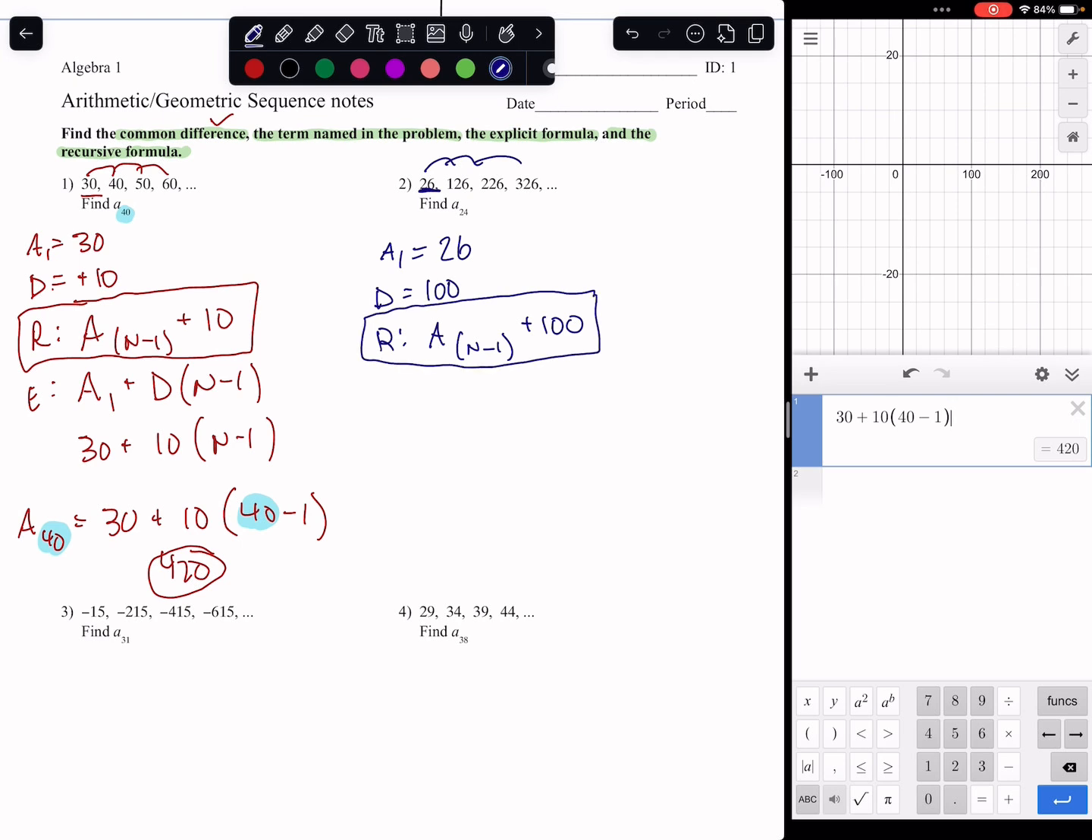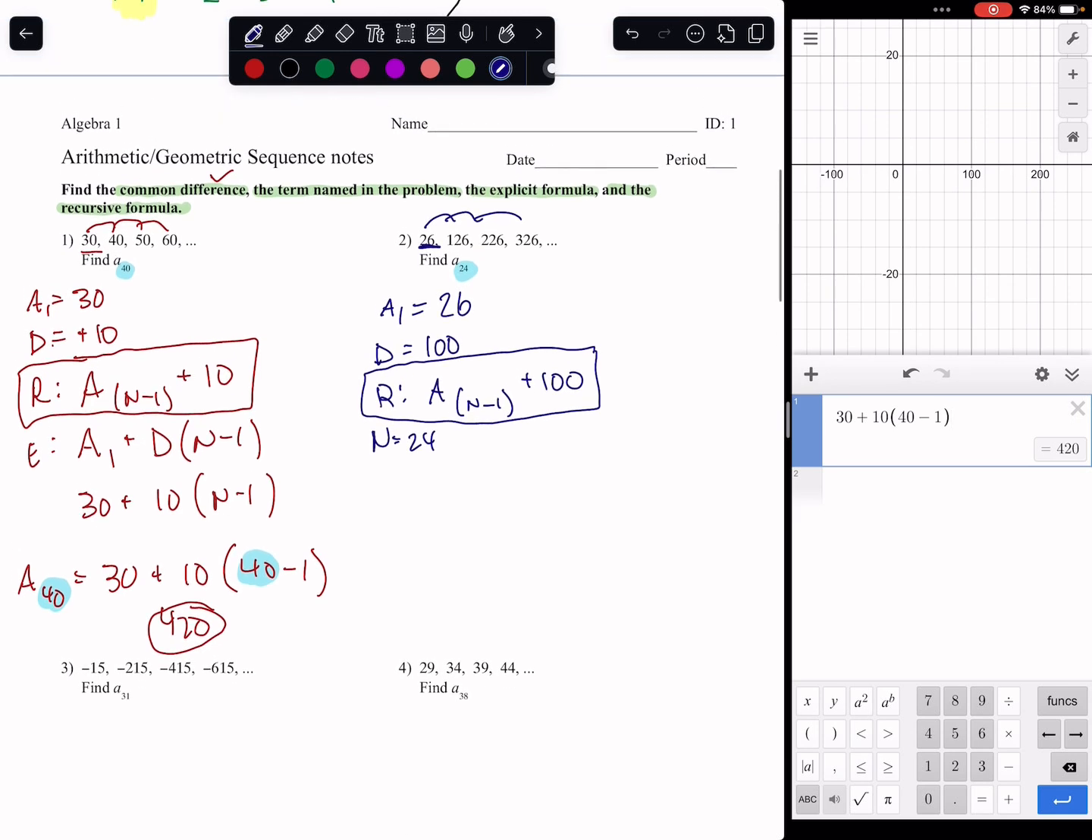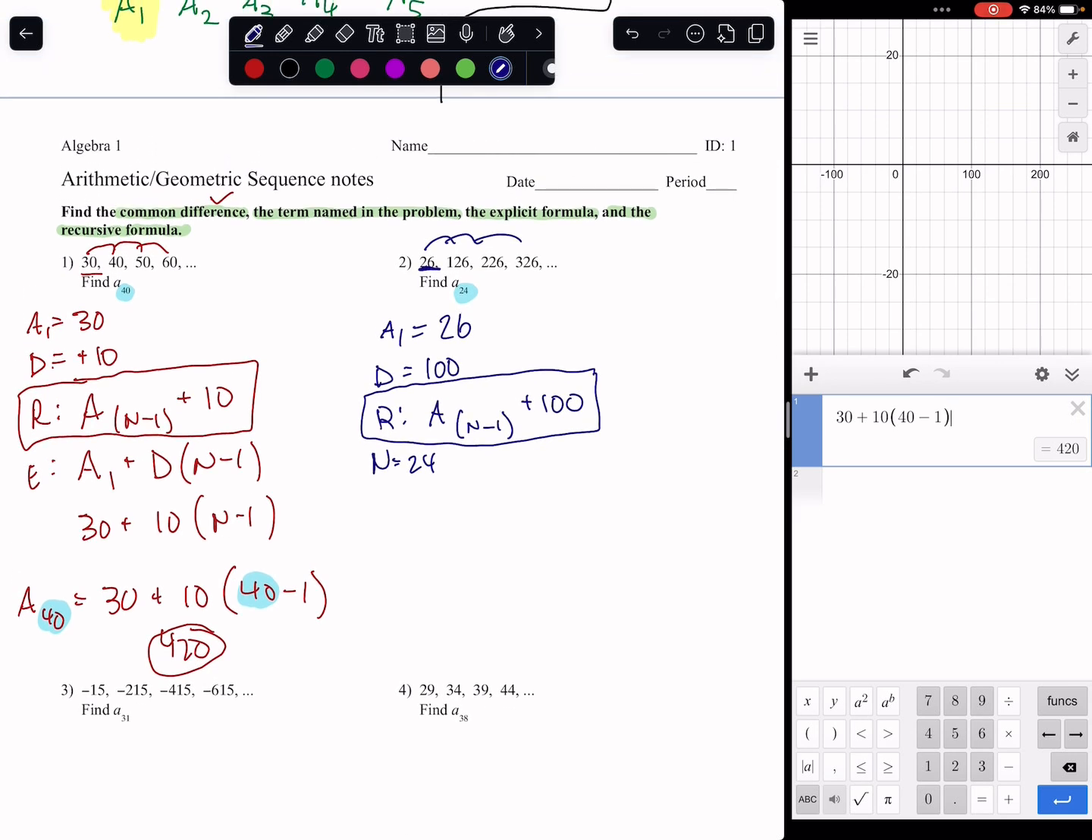Okay. Now, the explicit formula, and we're going to go ahead and fill in all the numbers. Let's find out what they're trying to get us to figure out. N is going to be 24. Let's go back. If N equals 24, and our formula, I'm just going to jot it right here so that we can have it handy. A of N equals A of 1 plus D times N minus 1.